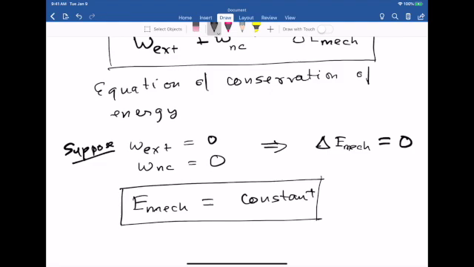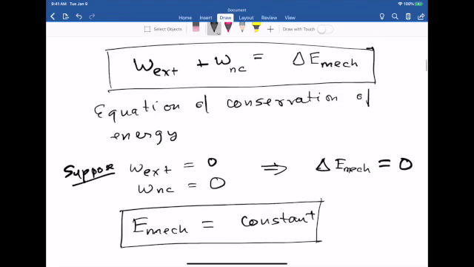And if you ever see that the mechanical energy is changing for a certain system, that simply means that there is work being done by either an external force or by non-conservative forces, or both, and that accounts for why the energy of the system is changing. So in other words, the total energy of a system is completely accounted for. Right? So please make sure you understand that. And this is called the equation of conservation of energy.